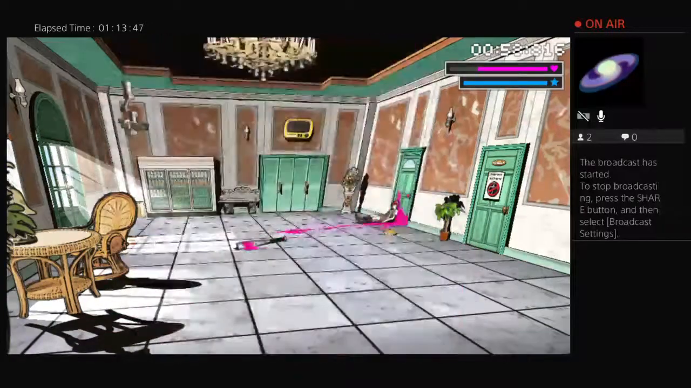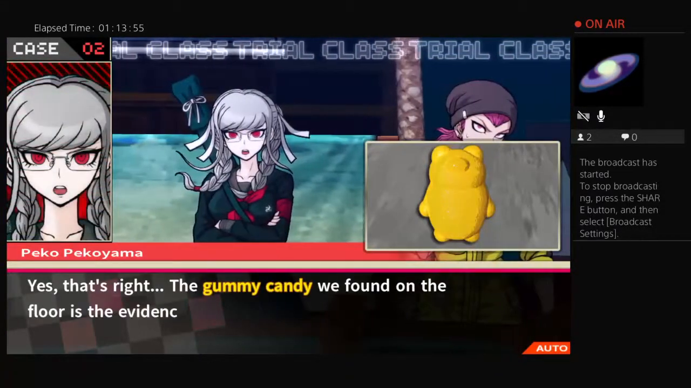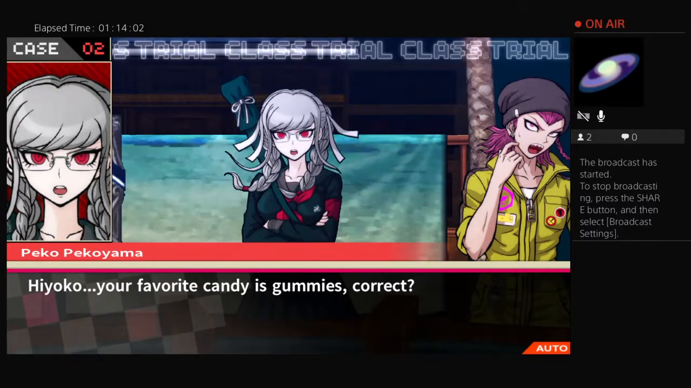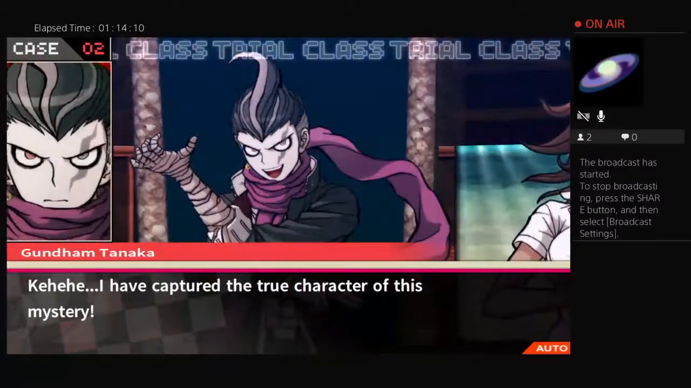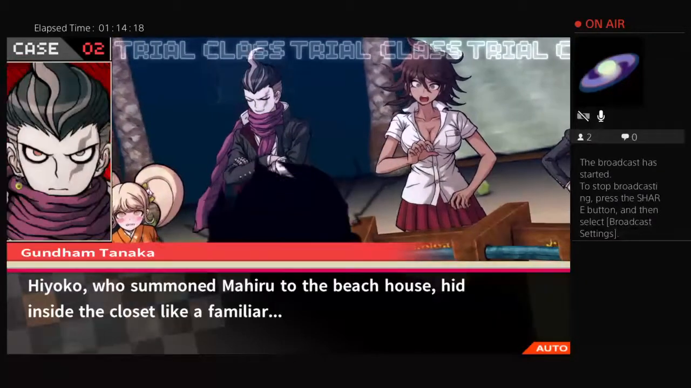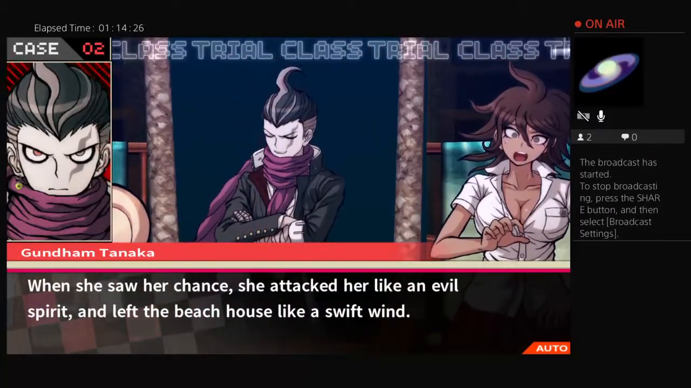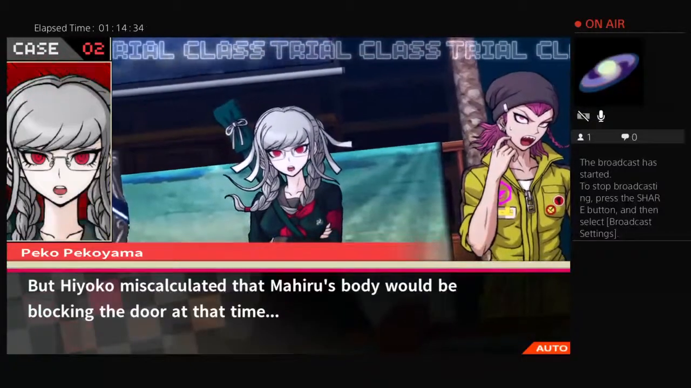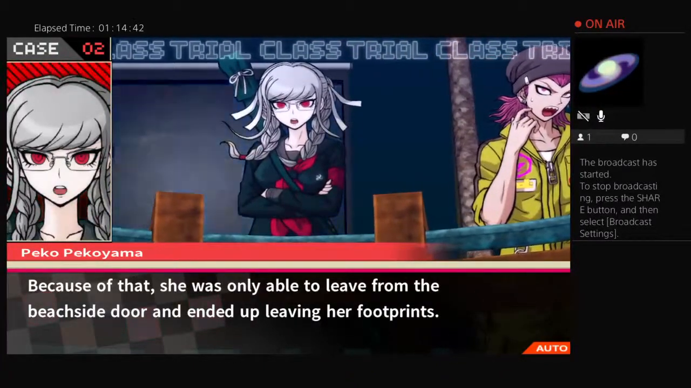Here! The place where Hiyoko was hiding. Are you talking about the closet? Yes, that's right. The gummy candy we found on the floor is the evidence. Hiyoko, your favorite candy is gummies, correct? What's a gummy? I've never eaten something like that before. I have captured the true character of this mystery. Hiyoko, who summoned Mahiru to the beach house, hid inside the closet like a familiar. When she saw her chance, she attacked her like an evil spirit and left the beach house like a swift wind. But Hiyoko miscalculated that Mahiru's body would be blocking the door at that time. Because of that, she was only able to leave from the beachside door and ended up leaving her footprints.